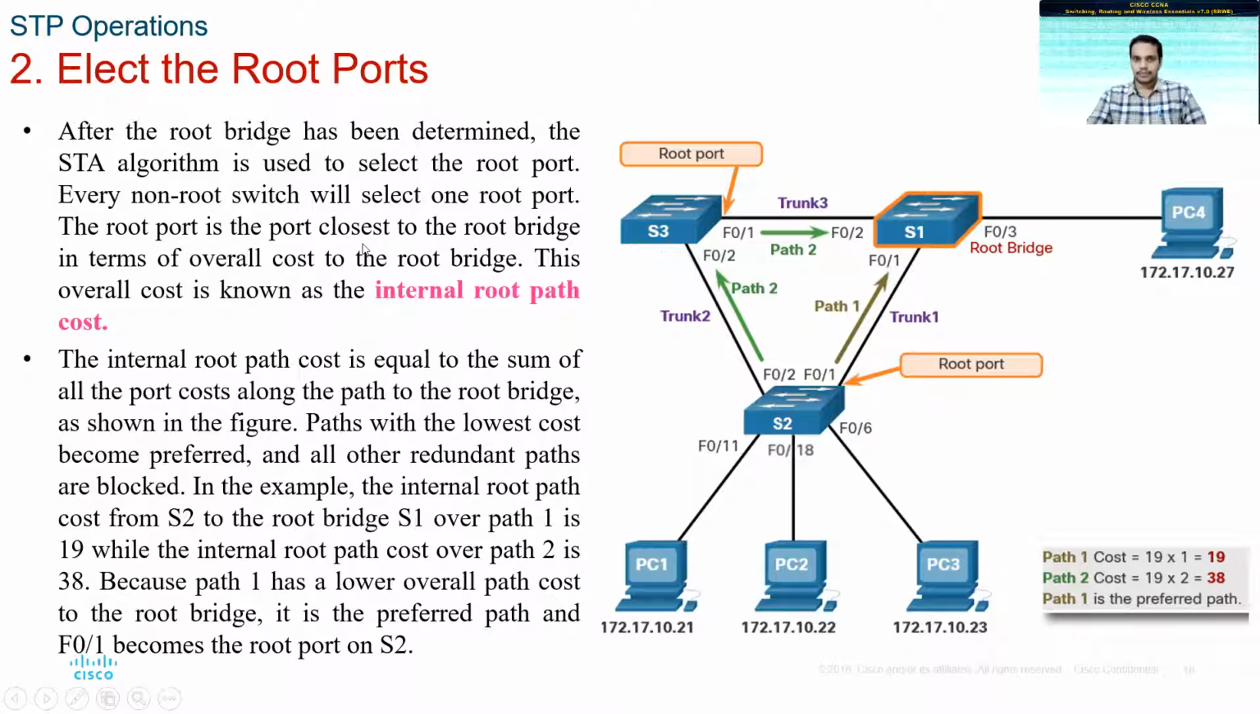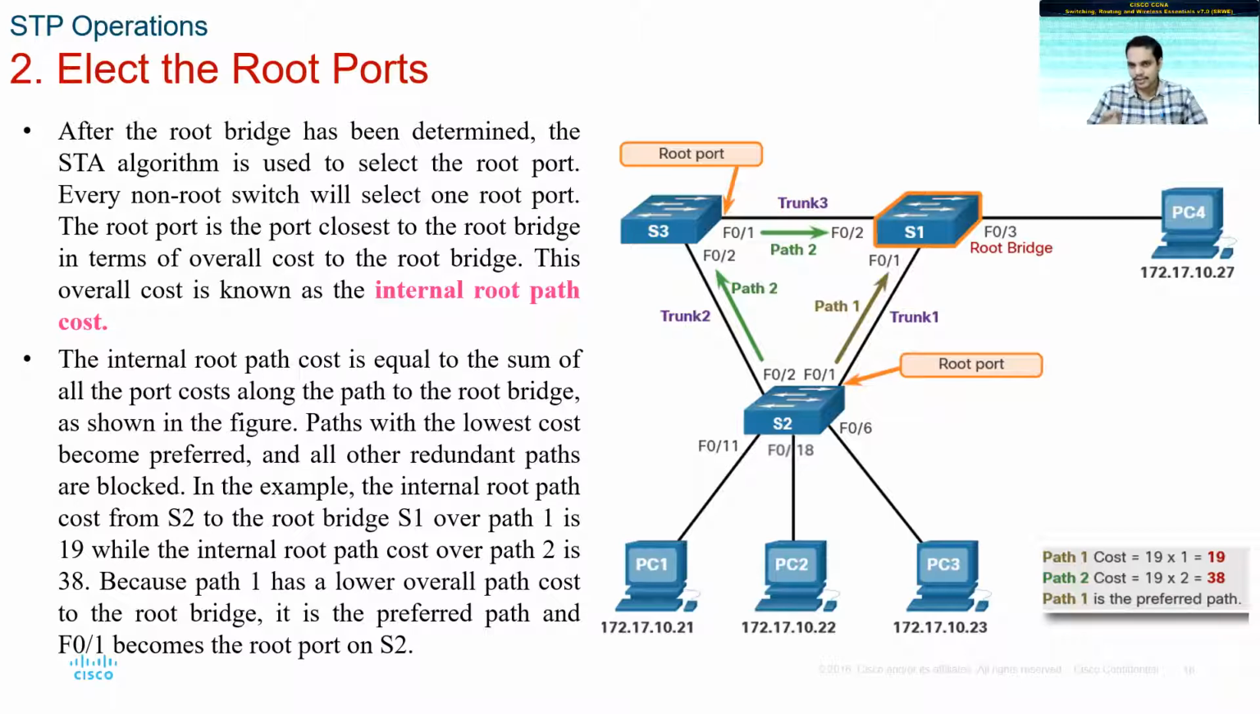In order to find out what is going to be the root port, it is the port closest to the root bridge in terms of overall cost to the root bridge. Now consider this example. S2 has two paths to S1. It has a direct path to S1, and it has a path through S3 to S1. There are two ports here. That means for S2 to send traffic to S1, it can either send via F0/1 or via F0/2.